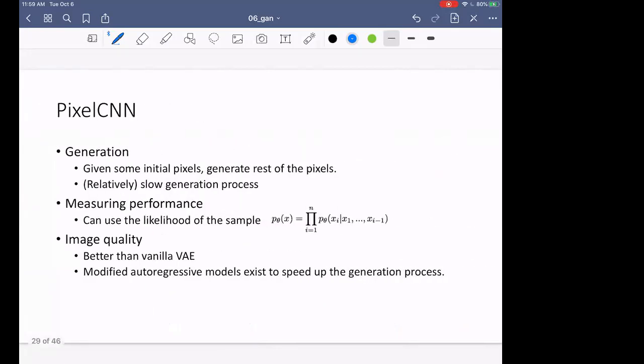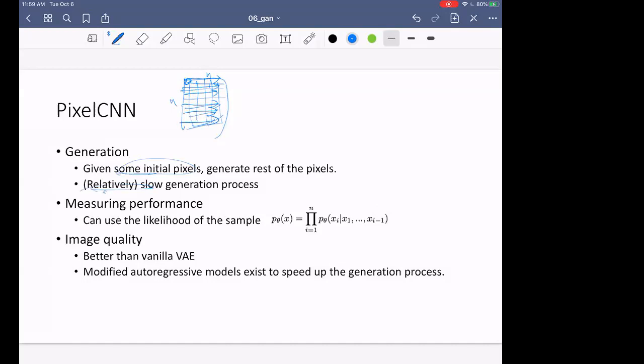Compared to that, with PixelCNN or autoregressive models, generating is kind of an iterative process. Given some initial pixel, like if there's some n by n image, you give one or maybe some number of pixels, maybe one pixel randomly chosen from some distribution, and then you start from here. You take the for loop and then generate one pixel at a time. And so because of that, it's a relatively slow generation process.